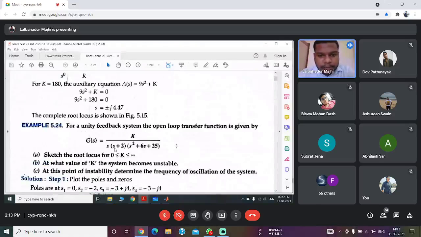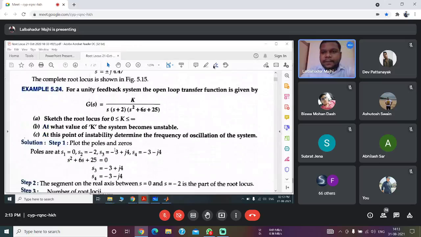Okay, so let's see here for this transfer function. We have a unity feedback open loop transfer function, given as K divided by s into (s plus 2) into (s square plus 6s plus 25). So we have to draw the root locus.